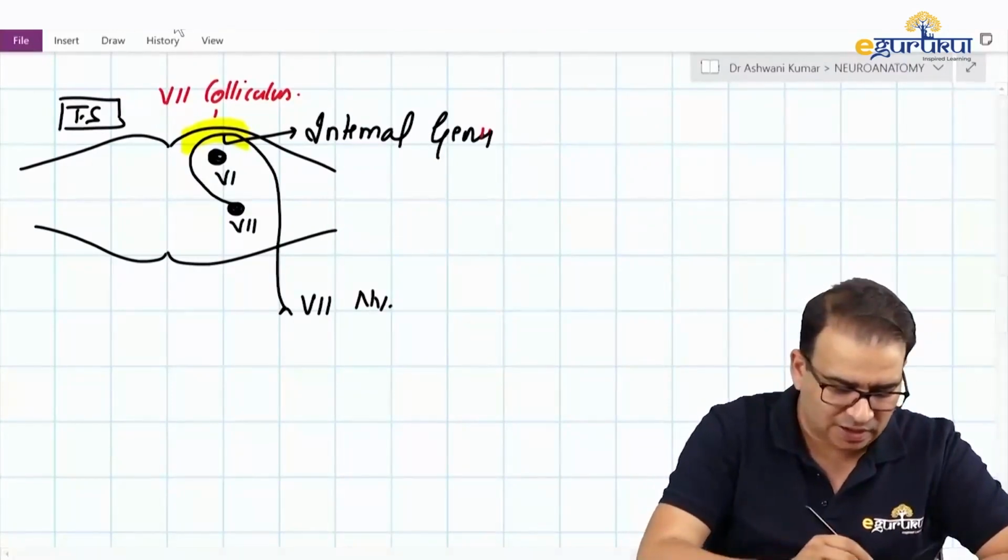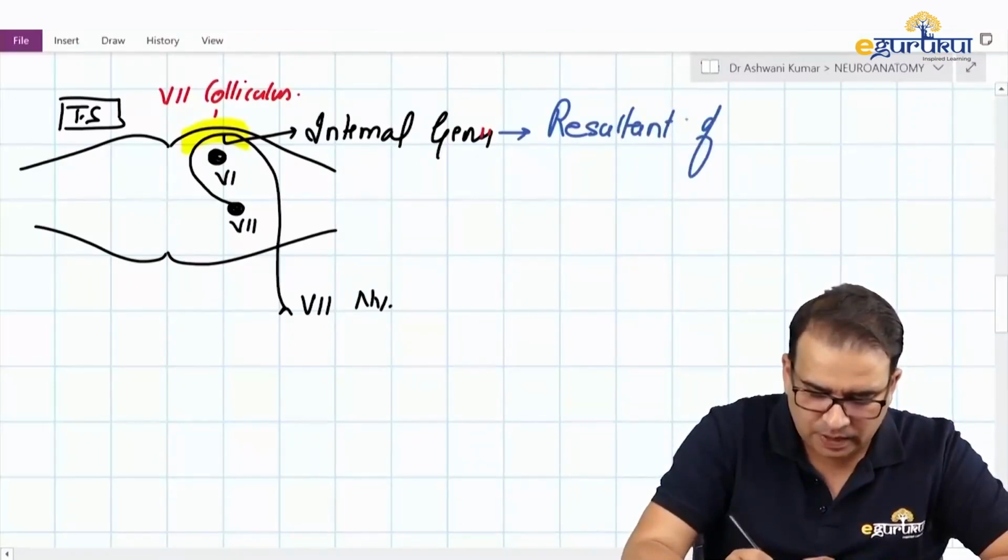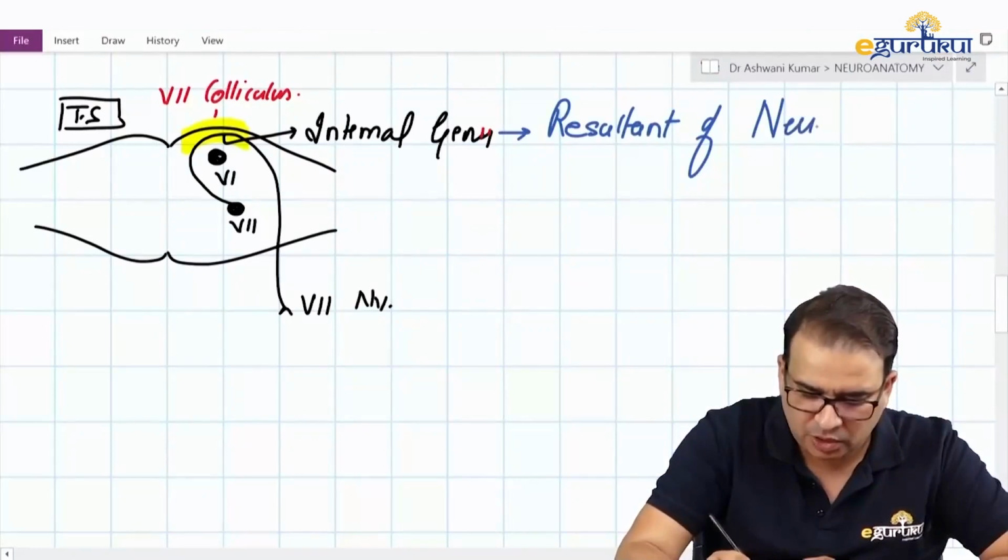So I can say this internal genu is a result of a phenomenon called neurobiotaxis.